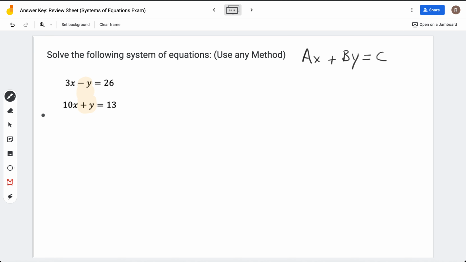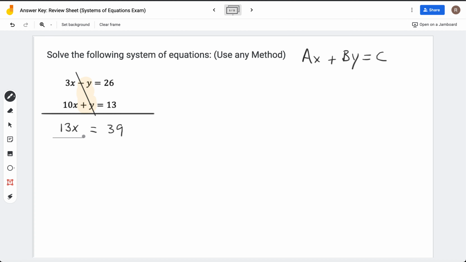So let's see what we can do now. Using the elimination method, we're going to combine both of these equations. If we combine 3x and 10x, we're going to have 13x. If we combine negative y and positive y, this is going to cancel out. This is exactly what we want. We want to cancel out one variable, eliminate one variable. Now we're going to do 26 and combine that with positive 13. If you combine 26 and 13, you get 39. Awesome. Now we have one variable, which is x, so we want to solve for that variable.